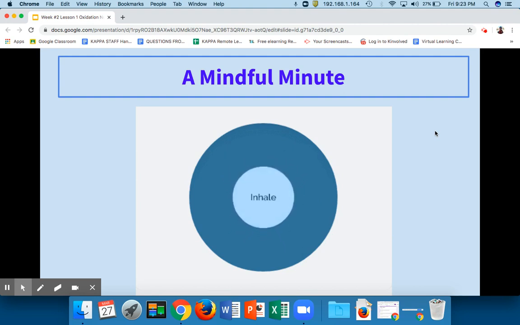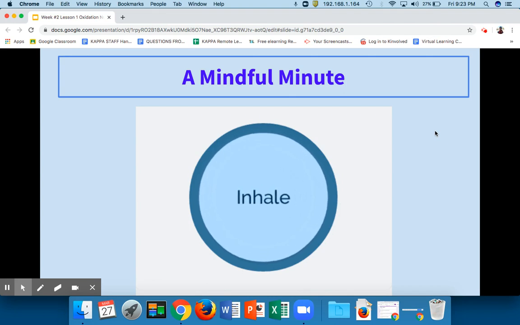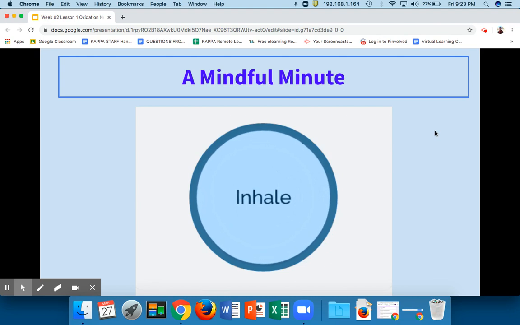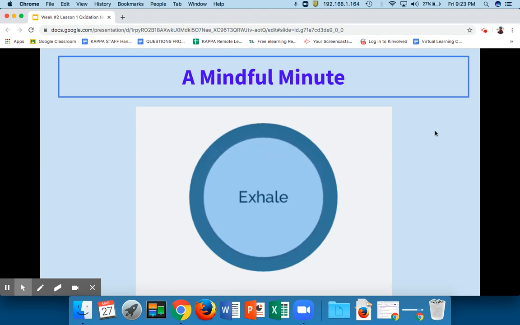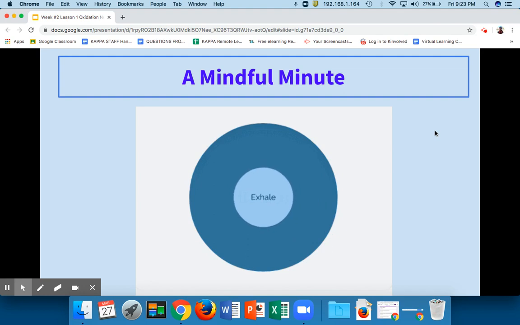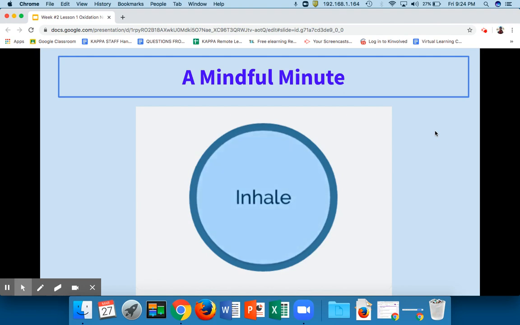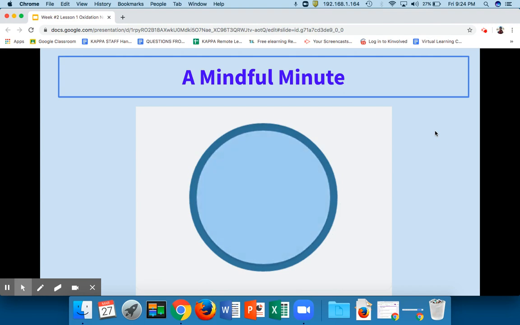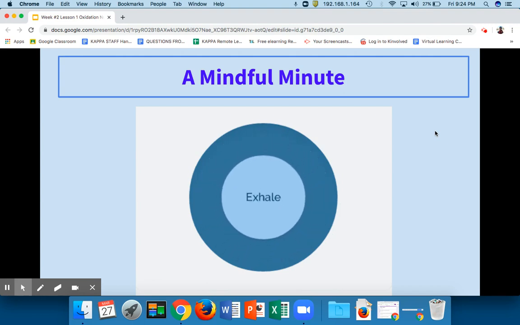And together, inhale through your nose, exhale, inhale, deep breath in, and exhale. Inhale, fill your lungs with oxygen, and exhale, pushing the air out. Inhale, and exhale, stress and tension.